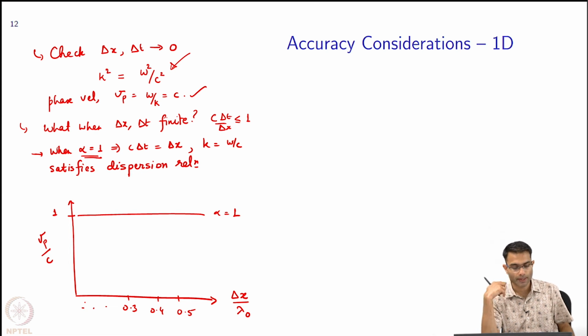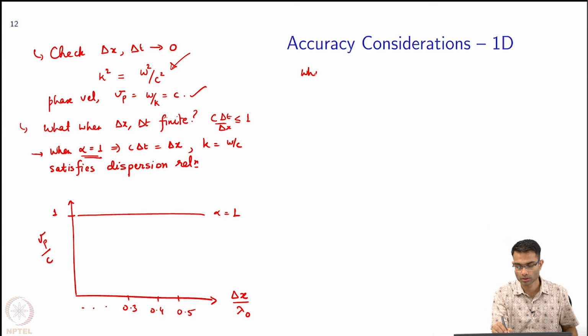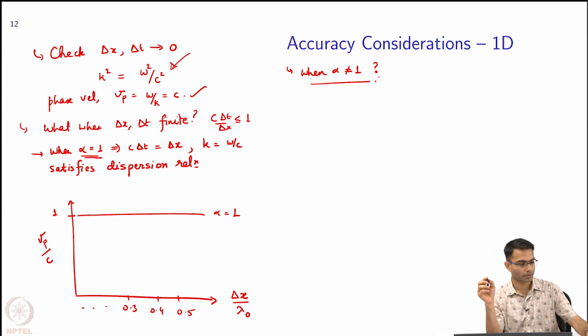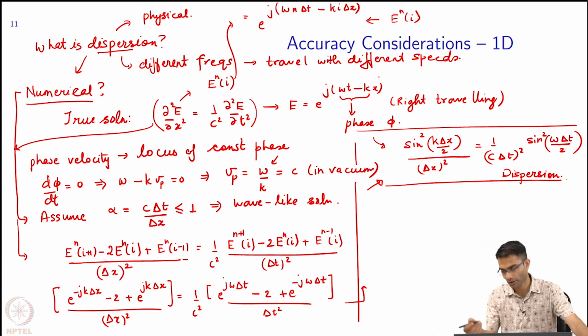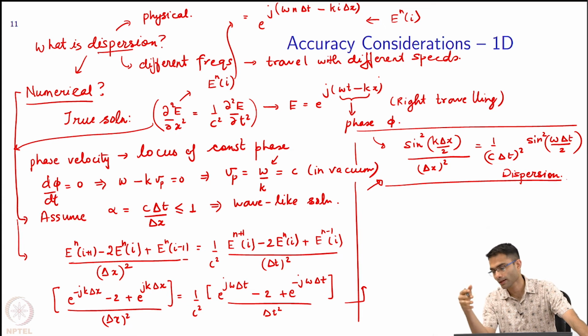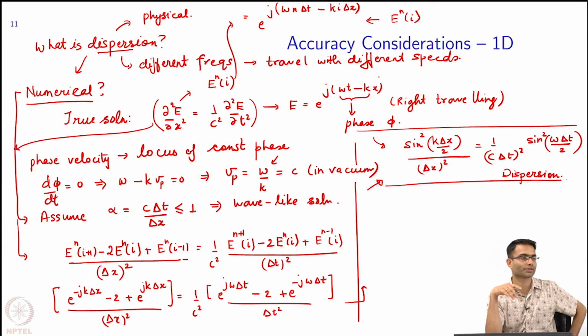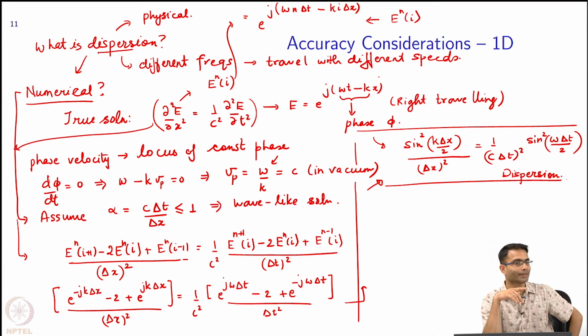But what happens when alpha is not equal to 1? Maybe I should write this expression once again over here. So, what is it? We can just have a look at it here: sine squared k delta x by 2 divided by delta x squared, and I have this relation over here. That sine term will not cancel off on both sides. Then what will you do?